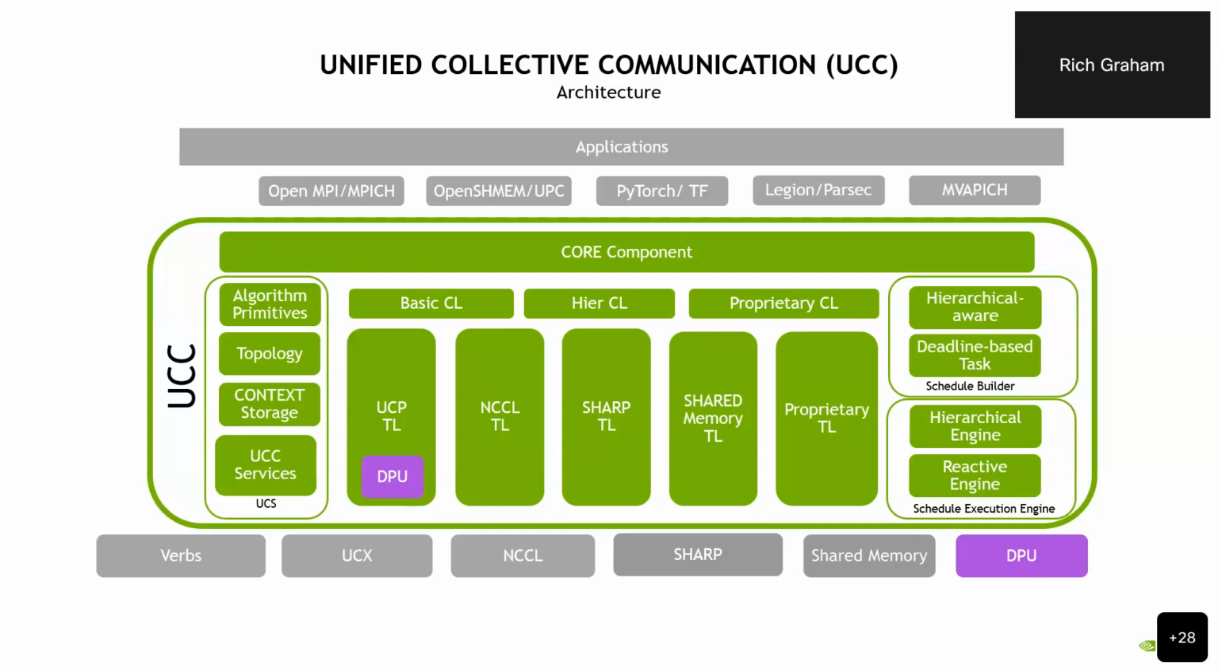And they sit on top of your, in this case, your collective components. So just like UCX, for example, will have pieces for different shared memory or InfiniBand or other networks, here you have collective oriented components. So you have something that sits on top of UCX. It's called the UCP TL. So UCP is a level inside of UCX that's hardware agnostic. You have NCCL TLs, SHARP TL.